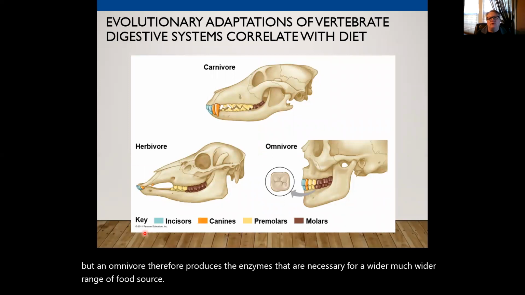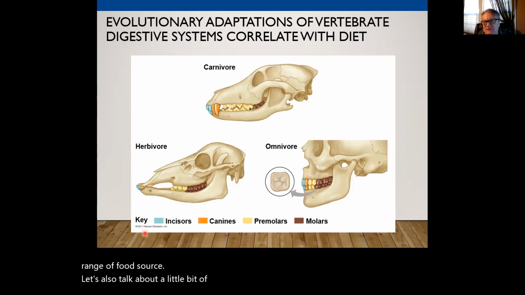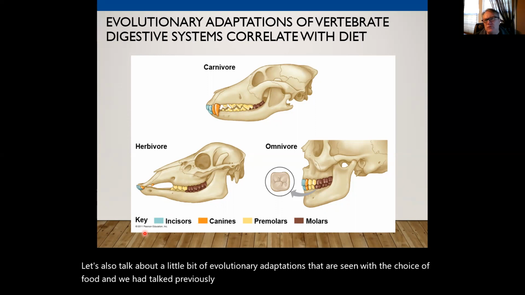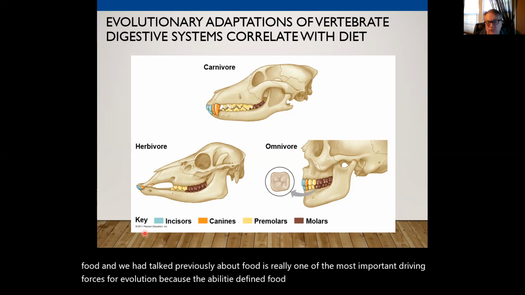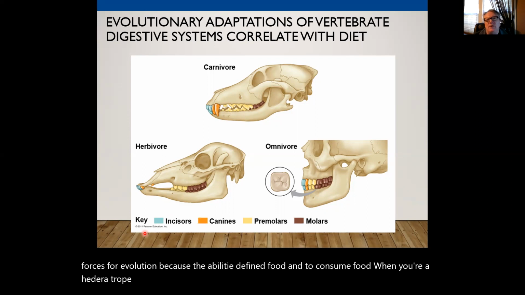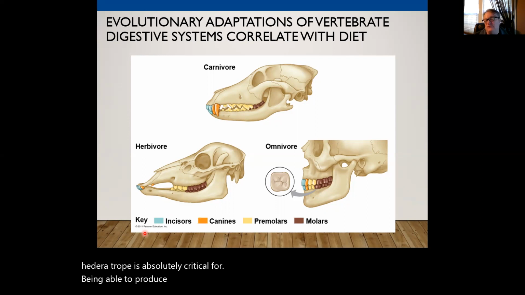Well, let's also talk about a little bit of evolutionary adaptations that are seen with the choice of food. We had talked previously about food being one of the most important driving forces for evolution, because the ability to find food and to consume food when you're a heterotroph is absolutely critical for being able to produce offspring and allow them to survive.